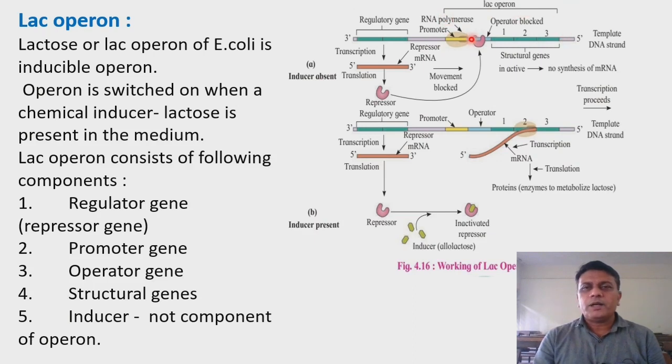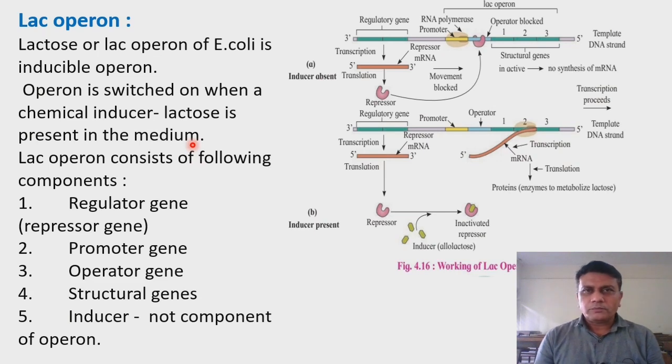The lac operon model consists of a promoter, then an operator, and then three structural genes, that is Z, Y and A. So this promoter, operator and structural genes constitute the lac operon. This lac operon is switched on when the chemical inducer, that is lactose, is present in the medium. In our previous session we have seen the detailed structure of the operon.